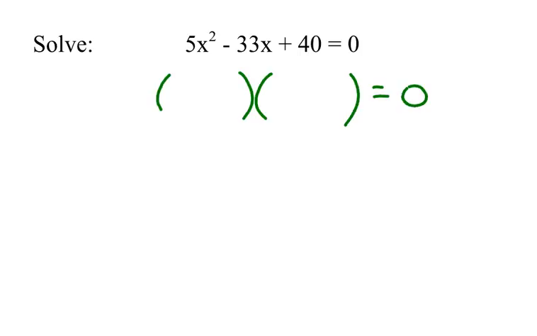Keep them equal to 0. Second sign is positive, so whatever the first sign is, it goes in both. So I have two negative signs. Factors of 5x squared, well, 5 is a prime number, so we have 5x and x.